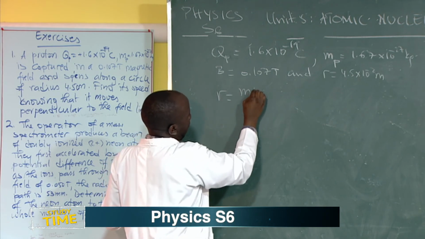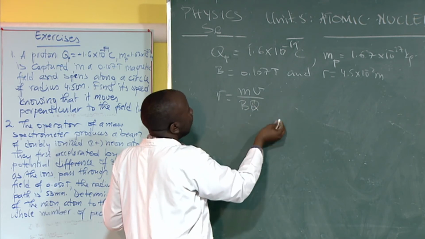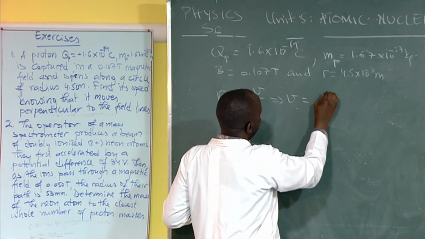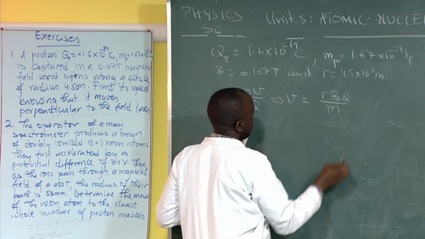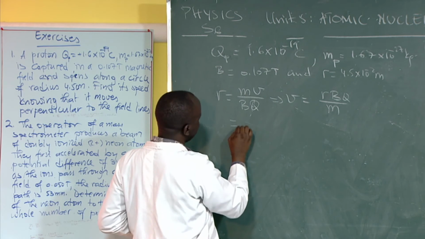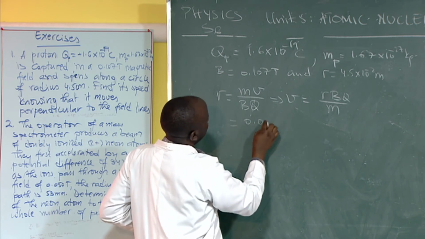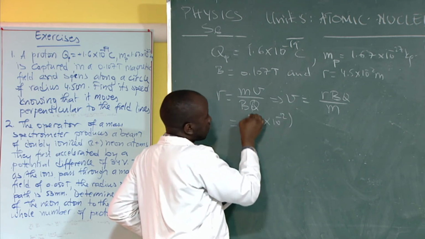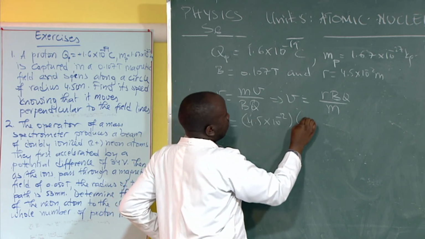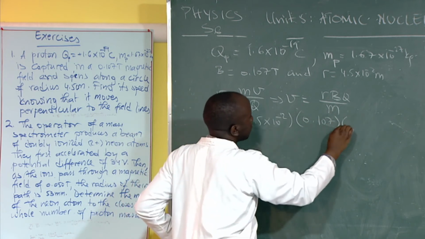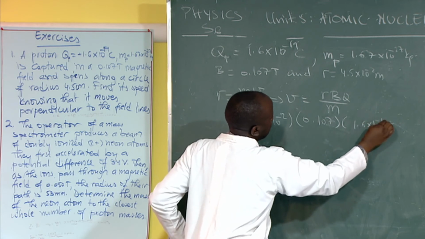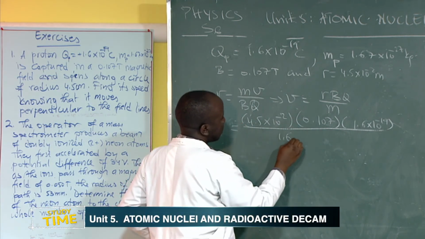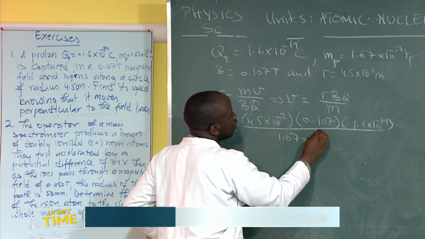So that is V over BQ. And then here we can now find the speed will be equal to RBQ over the mass. Let's substitute. The radius is 4.5 times 10 to the power minus 2. So this is going to be 0.107, times the charge times 10 to the power minus 19, all of this over the mass, which is 1.67 times 10 to the power minus 27.